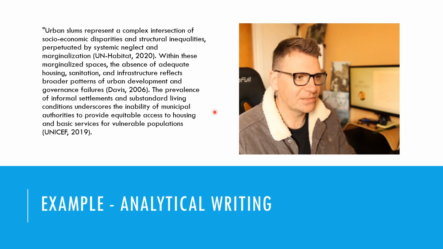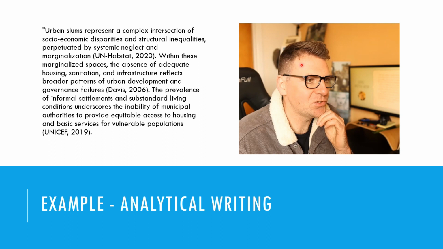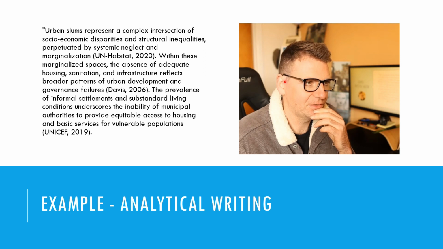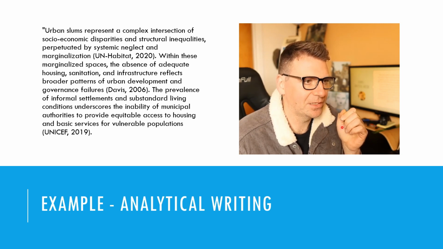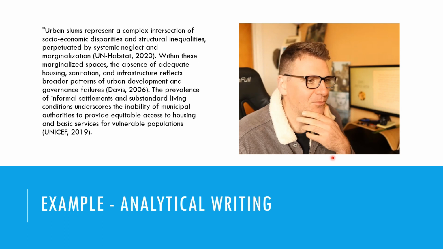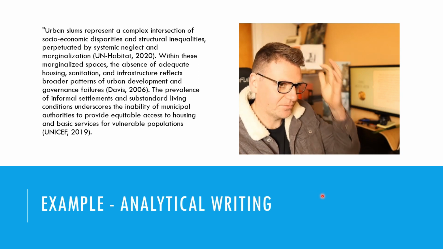Visually, even without reading, you can see, okay, this looks like it comes from an academic textbook. Urban slums represent a complex intersection of socio-economic disparities and structural inequalities perpetuated by systemic neglect and marginalization. There's a reference to that. Within these marginalized spaces, the absence of adequate housing, sanitation, and infrastructure reflects broader patterns of urban development and government failures. There's a person who did the research on this and we can back it up. The prevalence of informal settlements and substandard living conditions underscores, there's the word again, the inability of municipal authorities to provide equitable access to housing and basic services for vulnerable populations. And there's a reference to UNICEF.